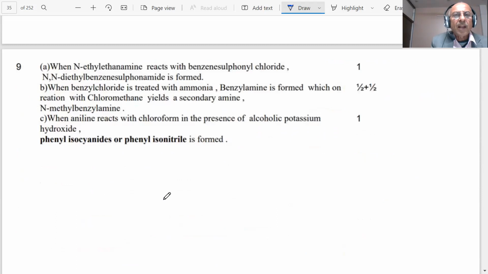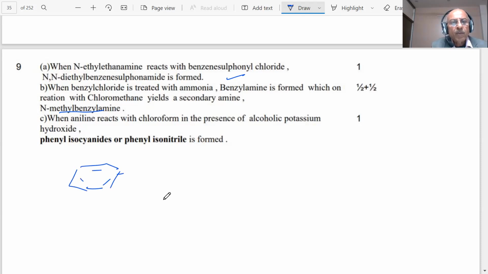When ethylamine reacts with benzene and then dimethyl sulfur is formed, we have given the formula, also shown the reaction. Which one reacts with chloride yields a secondary amine and methyl benzyl amine. Actually, we have shown 2 methyls. You can show the 1 methyl, then you will get N-methyl benzyl. The reaction is shown like this. What you have, students?